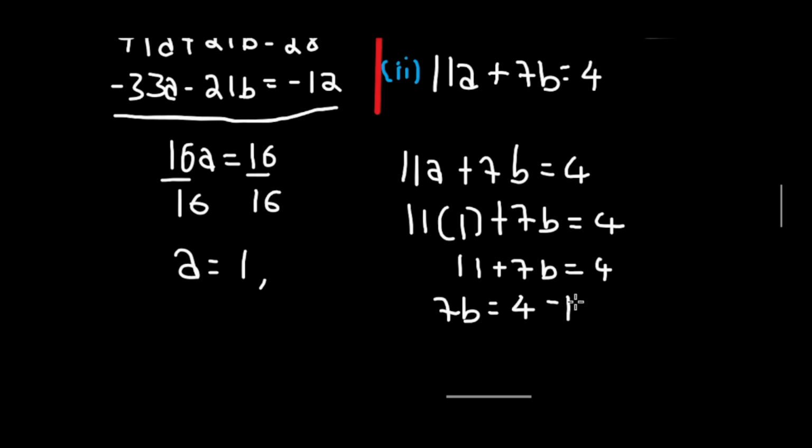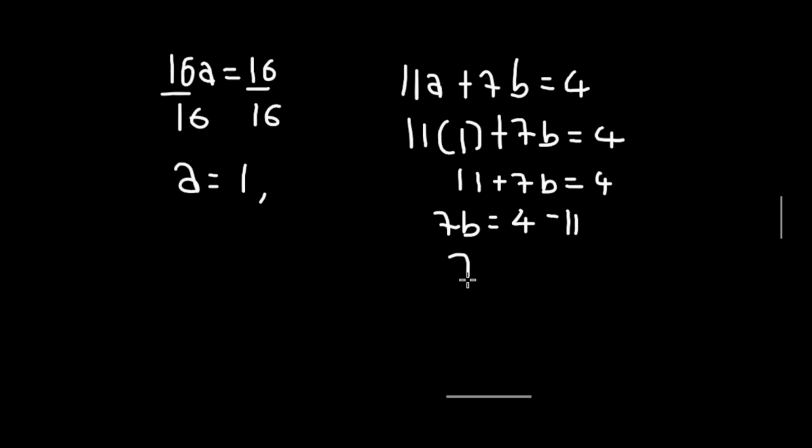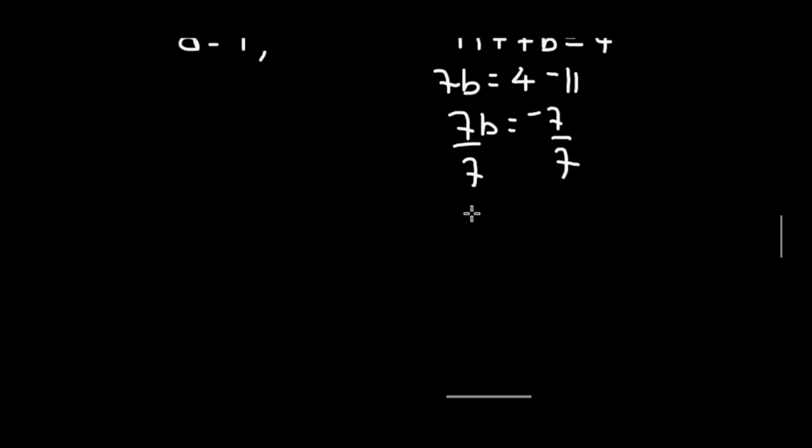Then this will become 7b, the additive inverse of 11, which is negative 11. So it's going to go that side, or as you say, 11 crosses and changes and becomes negative, which is basically the additive inverse. So 4 minus 11 is negative 7. So I'm going to divide by 7 and have my value of b as negative 1.